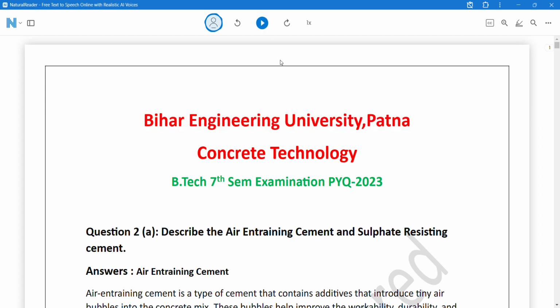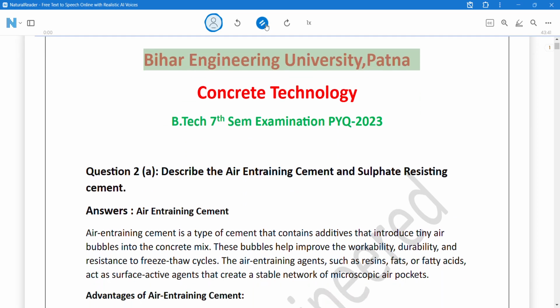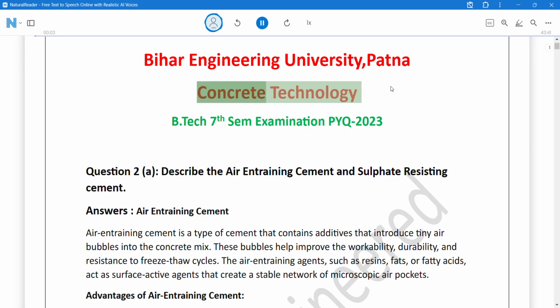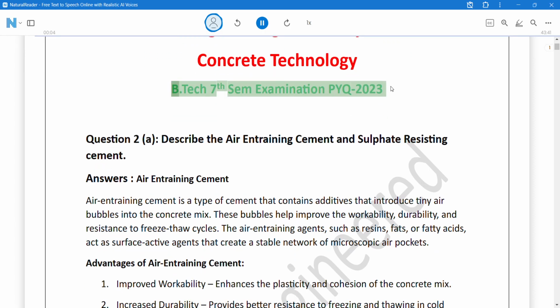Bihar Engineering University, Patna. Concrete Technology. B.Tech 7th Sem Examination PYQ 2023.